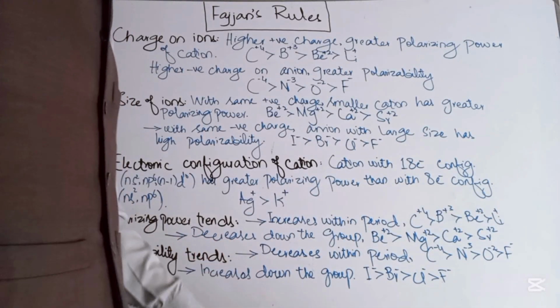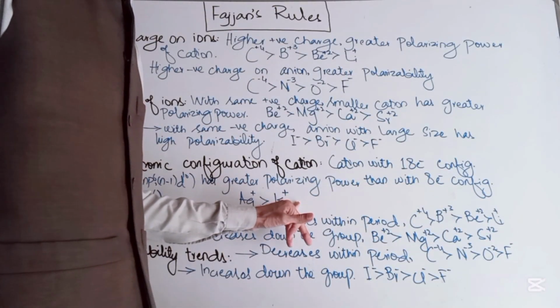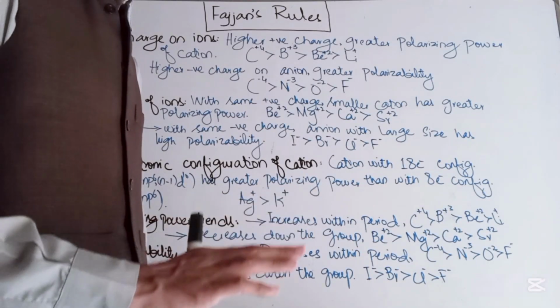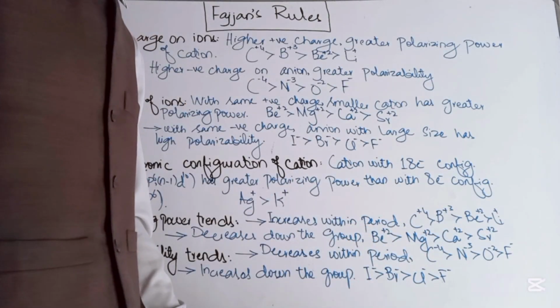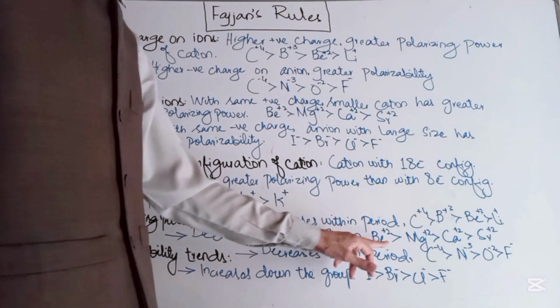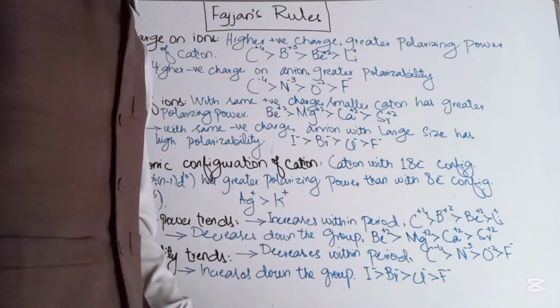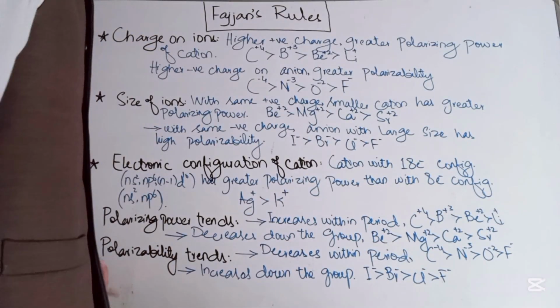Why is this happening? This is happening because down the group the size of the cation increases, and an increase in size of the cation decreases the polarizing power. All these cations have the same positive charge, but as the size increases from beryllium to strontium, the polarizing power of the cation decreases.